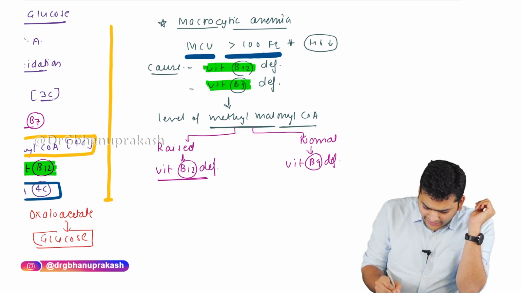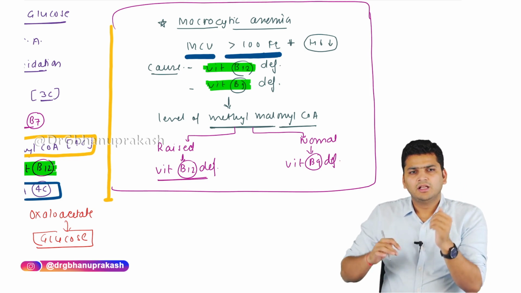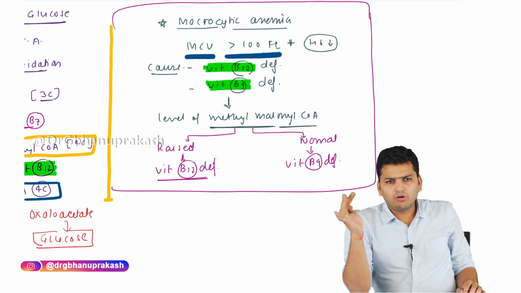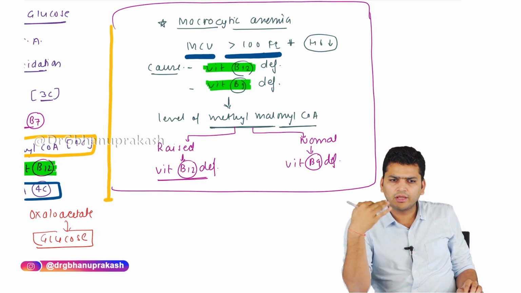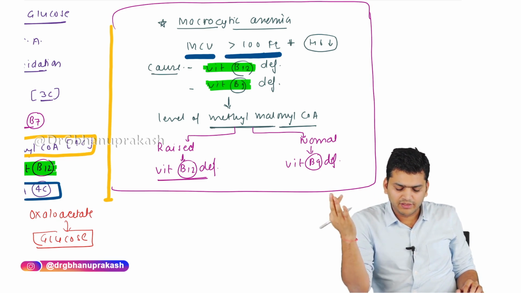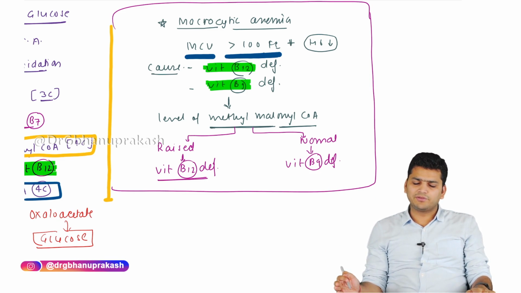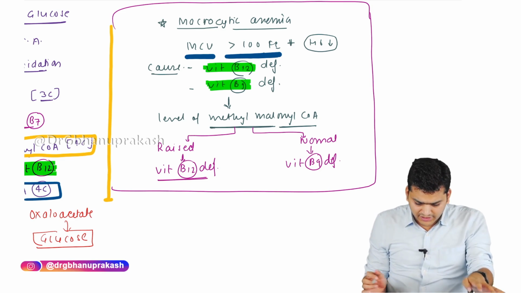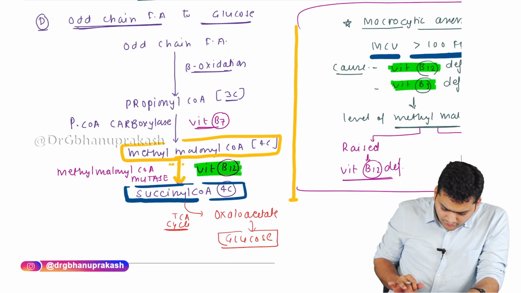This is very highly tested. They will give you a clinical scenario, and based on that they will ask whether the anemia is because of B12 deficiency or B9 deficiency, and we have to figure that out based on the given lab values. So you check the level of methylmalonyl CoA. If it is raised, it is going to be B12 deficiency. So this is how we can make glucose from the odd chain fatty acid.